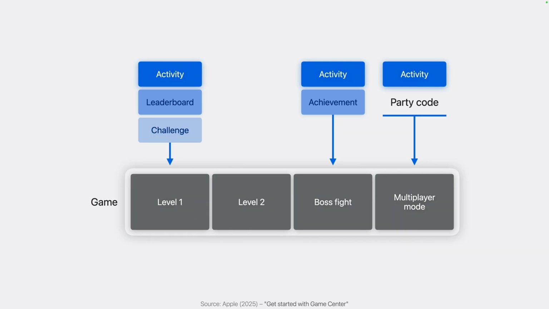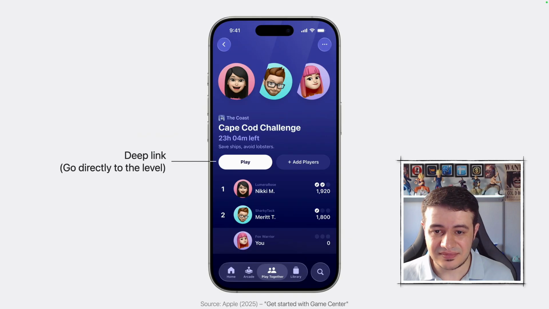The activity is also connected to leaderboards and challenges because it's basically something like a deep link into a specific level or experience in your app. And you can do it either through a leaderboard or challenge. You can also do it through an achievement, or just share a party code that you can then use for multiplayer connection from your own server-based implementation if you have something like that.